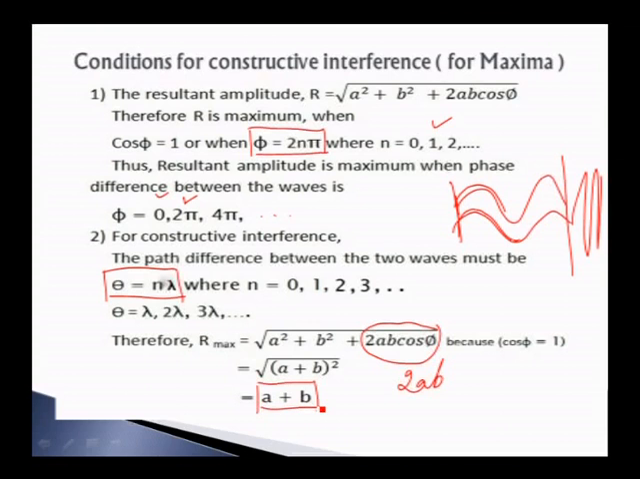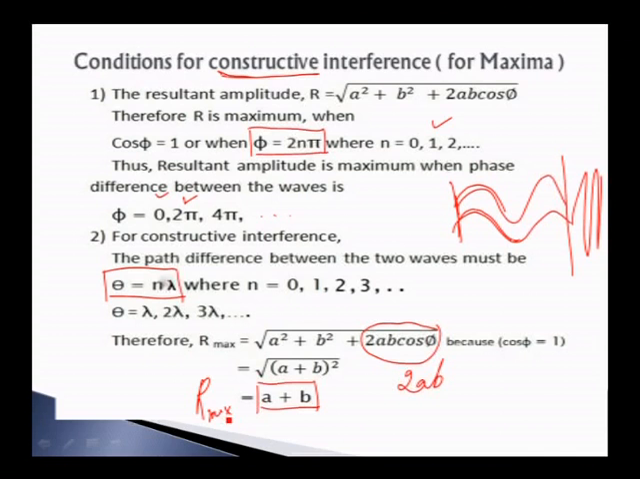So whenever constructive interference takes place, the magnitude of the resultant is the sum of the two. This is the mathematical expression. It also proves that the magnitude of the resultant is nothing but the sum of the two. I think it is clear.